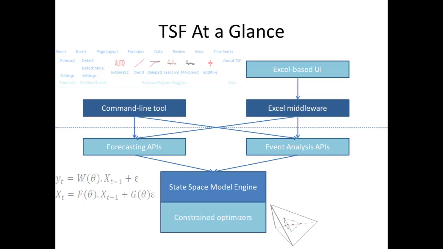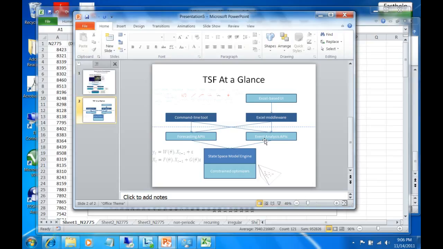Here is the structure of the product at a glance. As you can see, it doesn't have too many layers. Maybe a couple of dozen APIs and interfaces for forecasting, event analysis, and also some friendly middleware to help the thing communicate with Excel. But before we talk a little bit more about building things on top of this.